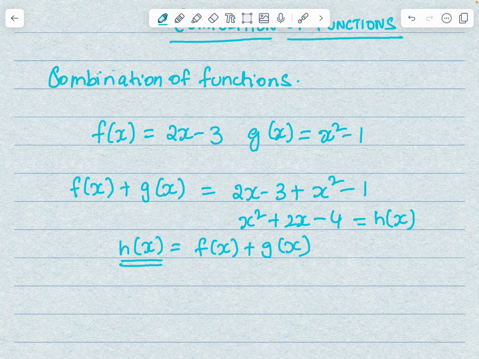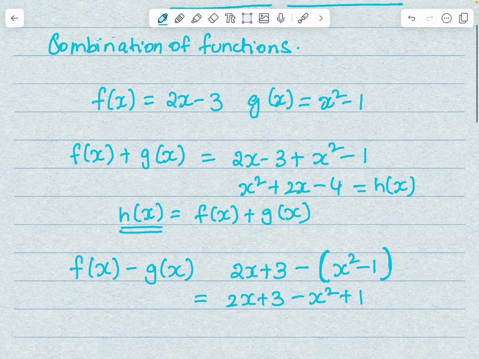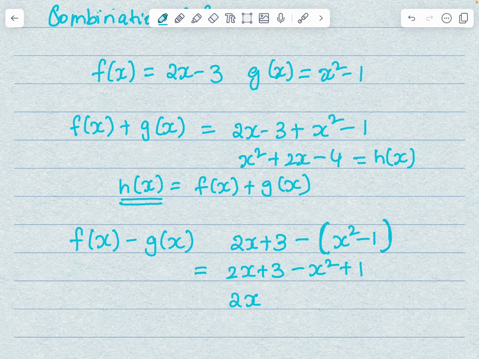So let's do the same thing. If I had f of x minus g of x, I'm just going to take f of x and then subtract g of x. Note that I have put the parentheses. That's very important because otherwise it'll lead to an algebraic error. So again, I'm going to simplify it. I'm going to distribute. And then I'm going to get, and that is going to be my h of x. So all of the operations that I do on real numbers, I can do with functions.